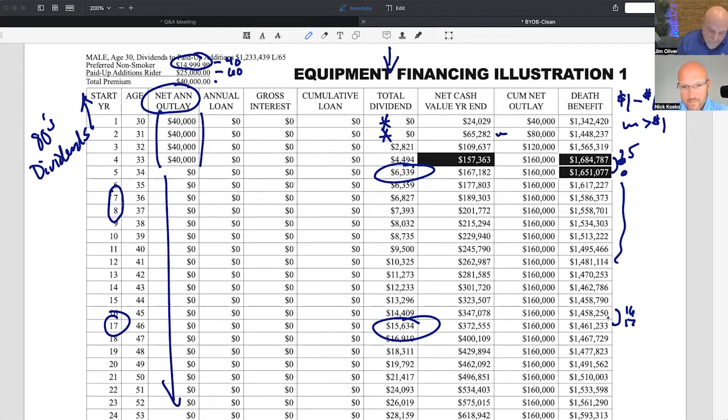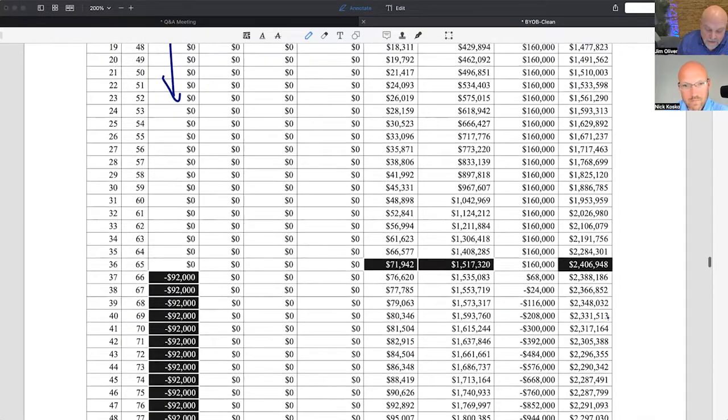Okay. And here's how these life insurance companies sell this. Well, look, it doesn't do anything. He put $160,000 in, and if dividends stayed the same for 35 years, he'd have $1.5 million. Okay, $1,517,320. All right. Pretty good.